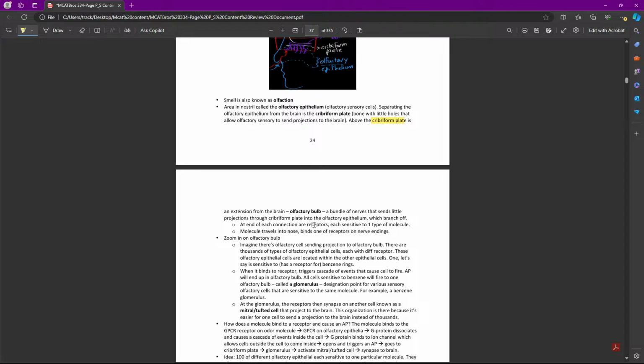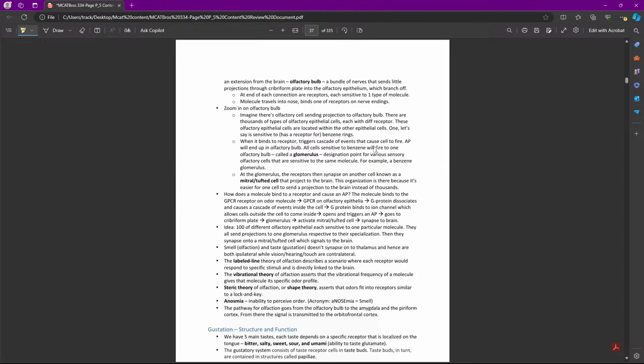So, looking deeper into the olfactory bulb, it has different cells with specific receptors for different molecules that send signals to the brain.